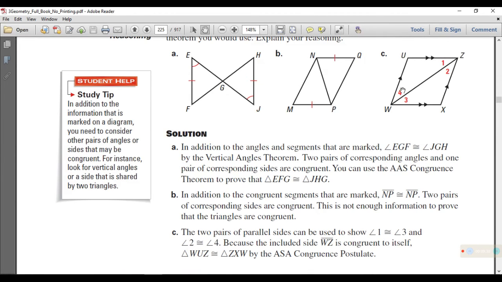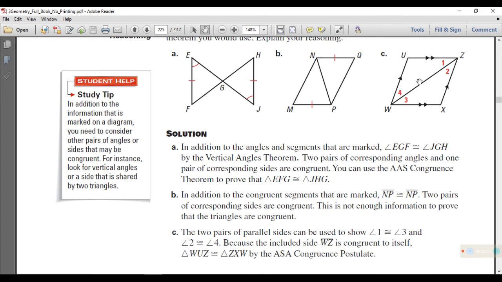We have parallel lines here, cut by the transversal. We have angles 1 and 3 congruent through the alternate interior angles theorem. And angles 2 and 4 are also congruent through alternate interior angles, so 2 and 4 are also congruent using the alternate interior angles congruence.